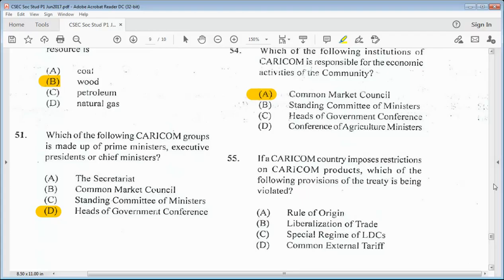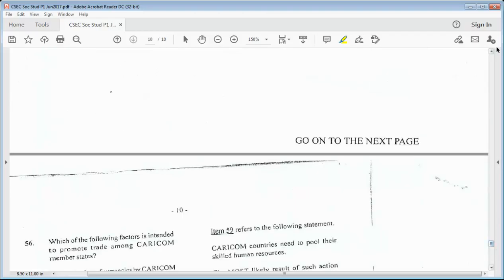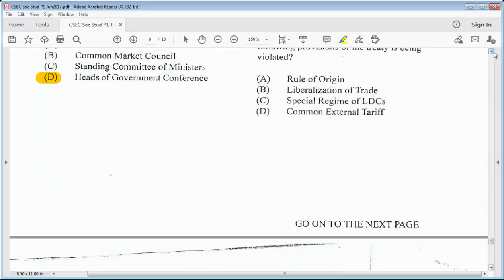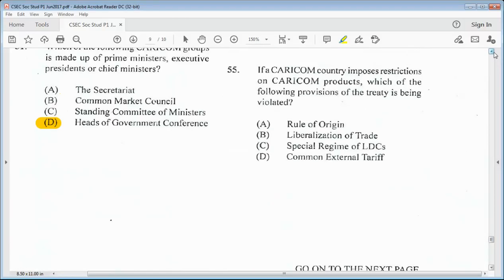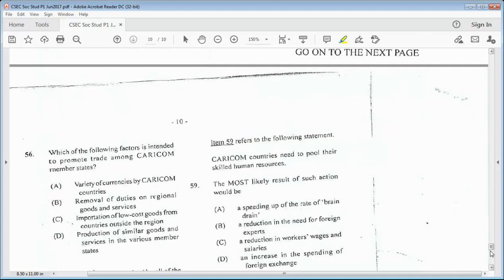55 says, if a CARICOM country imposes restrictions on CARICOM products, which of the following provisions of the treaty is being violated? A, rule of origin. B, liberalization of trade. C, special regime of LDCs. Or D, common external tariff. So we know it would be the liberalization of trade. If they impose restrictions on CARICOM products, this one would be affected, liberalization of trade.